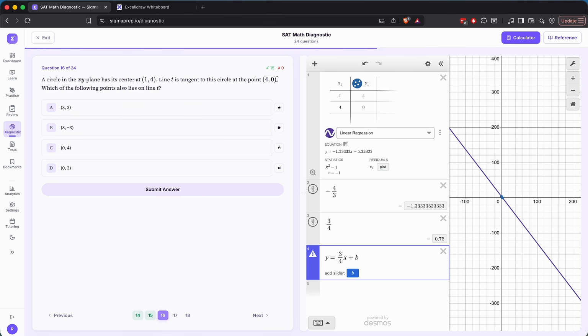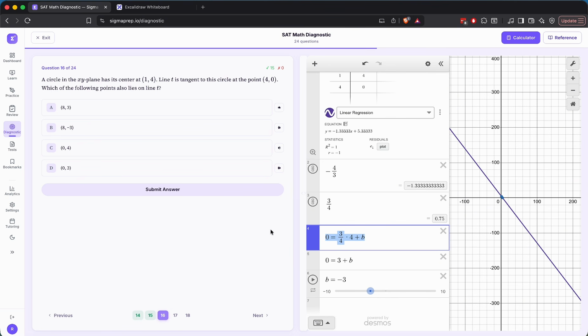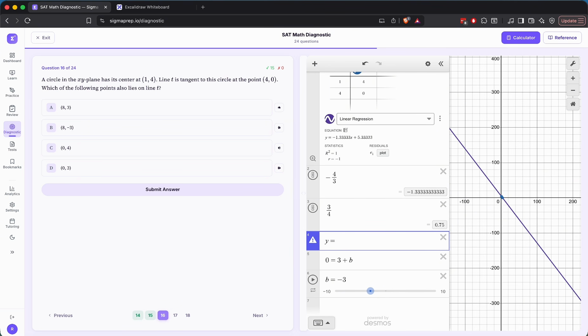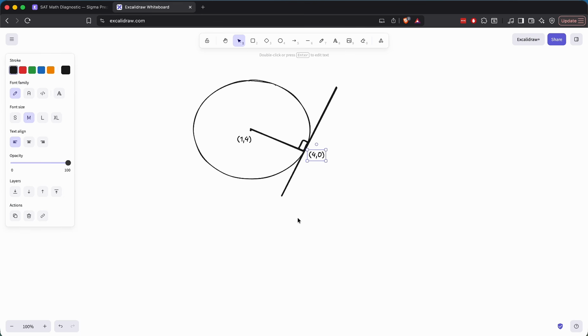And then if I want to figure out b, well, I know this point is on there. I can just plug that in, right? So if I plug that in, it would be like this times 4. So this is just going to be 0 equals 3 plus b. So b is -3. So my equation then is just going to be this: y equals 3/4 x, minus 3. So that's going to be this tangent line, right?